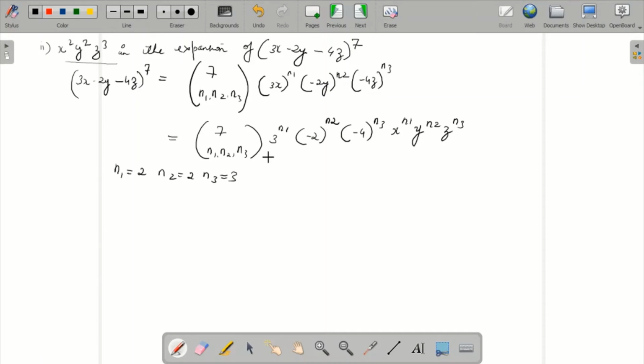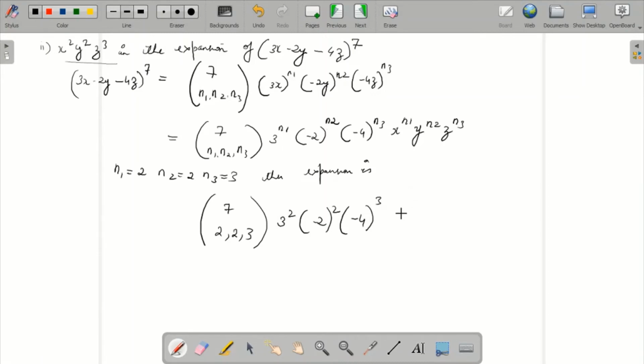So this expansion is now 7 over n1, n2, n3. We have to resolve the n1, n2 values, so it will be 7 over 2, 2, 3, and here it would be 3 to the power 2, minus 2 to the power 2, and minus 4 to the power 3, and then here it would be x square, y square, and z cube.